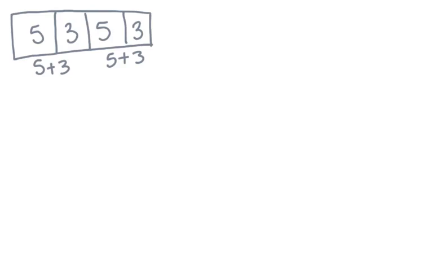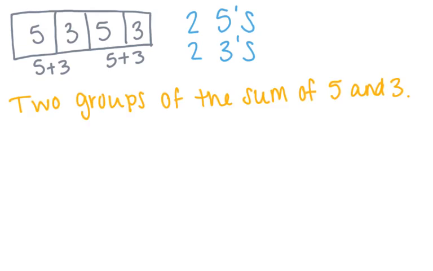Alright, for this next example, we are going to be using the new model that is on your screen. So number 1 question, how many 5s are in this model? There are 2 5s in this model. And question number 2, how many 3s are in this model? And once again, there are 2 3s in this model. So what does this expression represent in words? So in words, our expression reads 2 groups of the sum of 5 and 3.